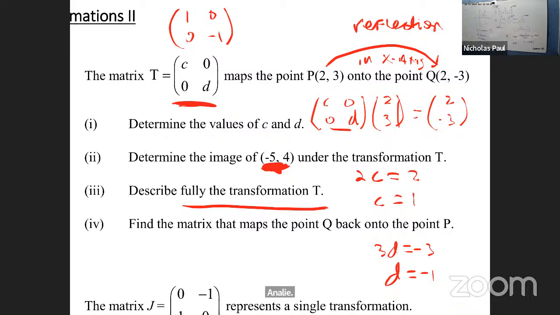What is part 4? How do you map Q on to P? That's part 4. Remember, part 2 is just multiplying, part 3 is a reflection in the x-axis. Annalie said the inverse. Is that correct? Find the inverse. So to go from Q to P, find the inverse. Okay, so find the inverse and we're done.